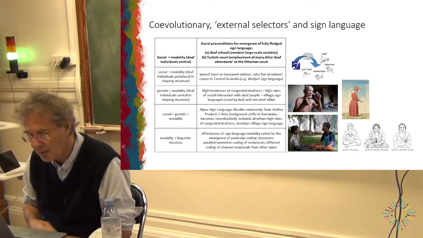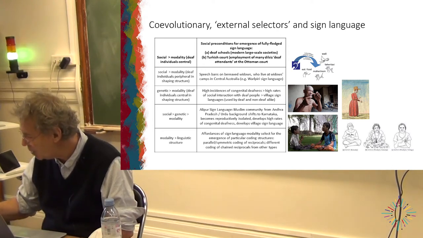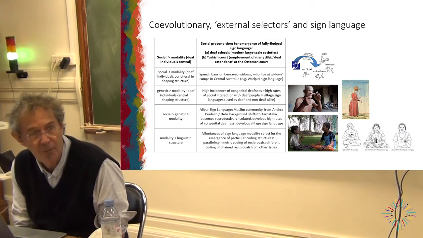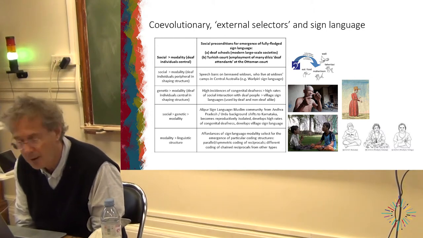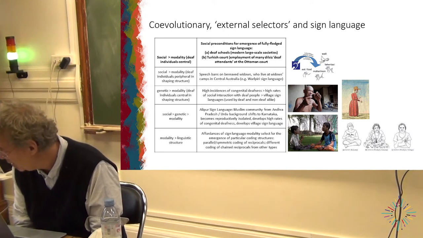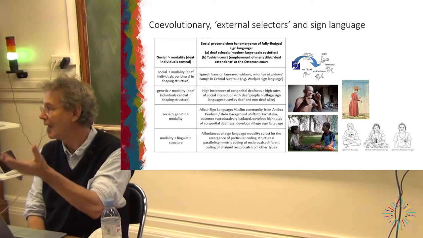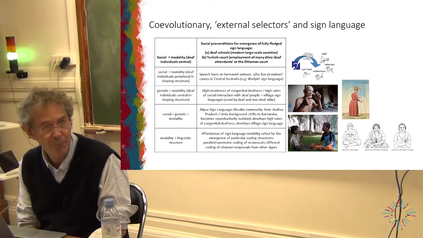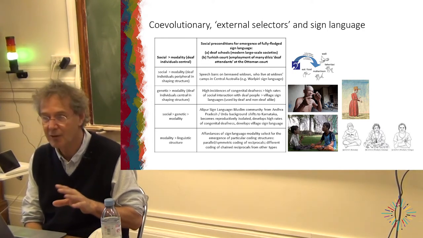So then just another example I want to mention here is Alipur sign language in southern India. This was a Muslim community originally from Andhra Pradesh, so further north, and their spoken language background was Urdu, and they shifted down to Karnataka, so they shifted out from the Indo-European speaking part of India to the Dravidian speaking part of India, in particular Karnataka, and they became reproductively isolated.